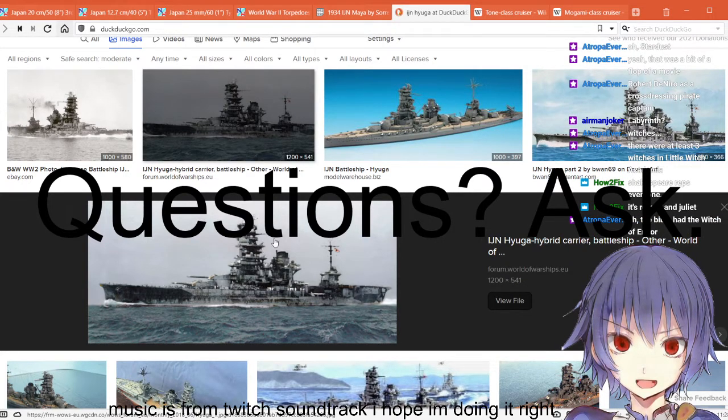The Bible had the Witch of Endor. Endor's in the Bible? Oh no, you mean the Star Wars Ewok movie with the witch in it. The Bible.